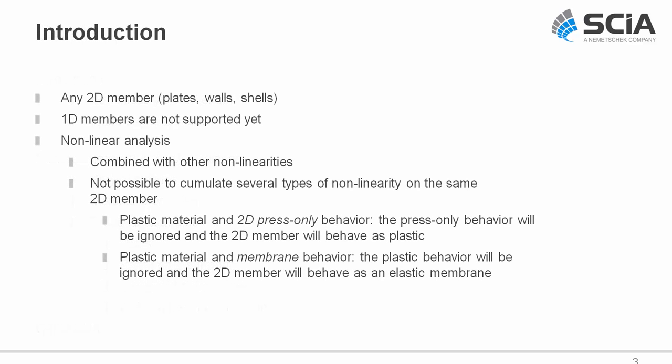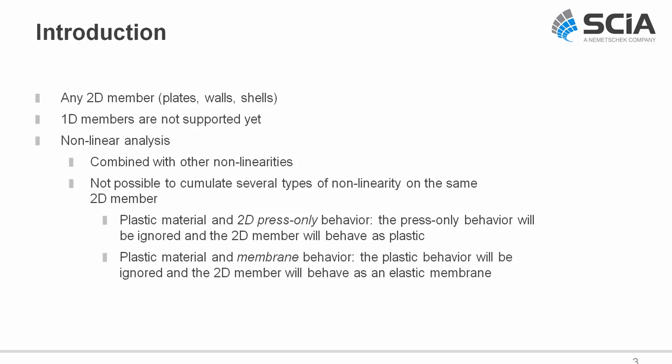First of all, the introduction. General plasticity can be used on any 2D member in SCIA Engineer. There is no limitation, so you can use it on plates, walls, shells, so really any type. Second, 1D members are not supported yet for this functionality. So if you use general plasticity and you have in your project 2D elements as well as 1D elements, the plastic properties will be ignored for the 1D elements. To warn you, if you start the calculation, SCIA Engineer will give you a warning message about this so that you really know that 1D members are not yet supported.